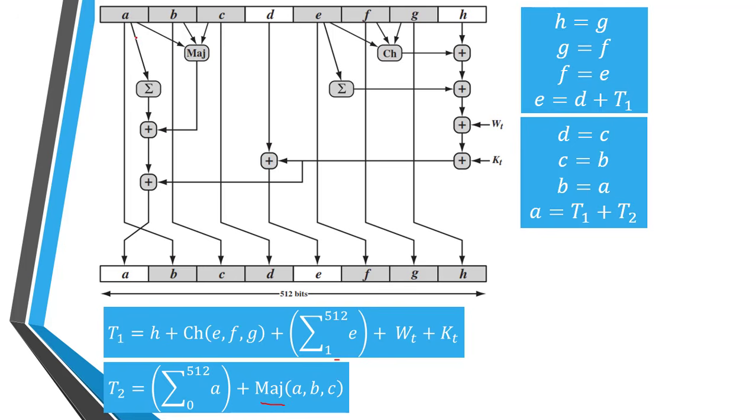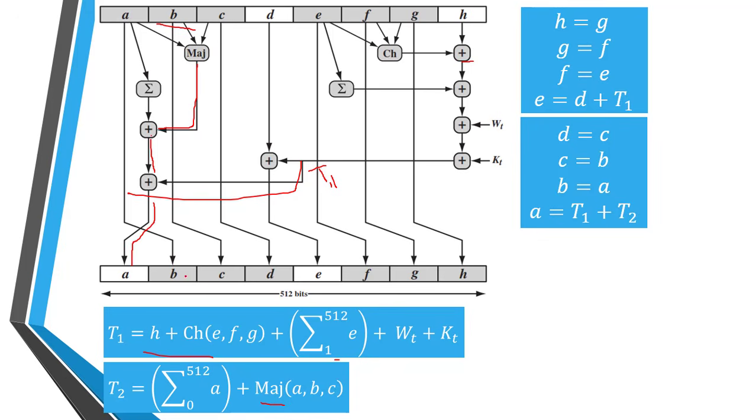So we will see it in the figure. A equals T1 plus T2. First of all, T1 equals H, additive modulo operation, plus summation of E, plus Wt plus Kt. So we are getting T1 here. Now we are applying T2. A equals T1 plus T2. T2 equals summation of A plus the majority function applied on ABC. The output is given to the additive modulo operation, and these two are added. So T1 plus T2, we are getting A.